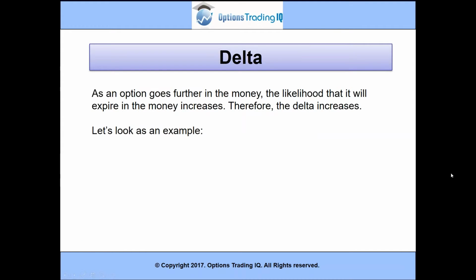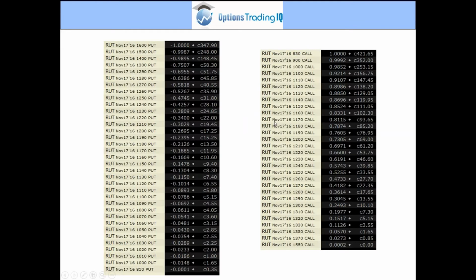As an option goes further in the money, the likelihood that it will expire in the money increases. So we just talked about that. Therefore, the delta increases. So looking at an example, we've got some puts here on the left. 1600 put on Russell at the time was really far in the money. Okay, so we're right at -1. And the further we go out of the money, we get closer to 0. So these are a very low probability of expiring in the money.